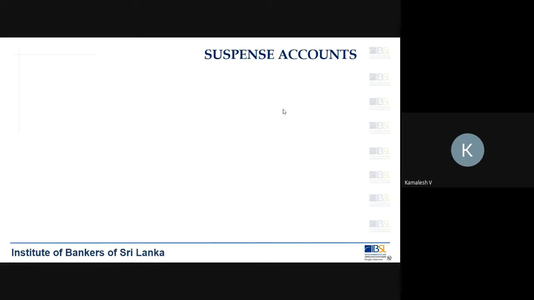But what happens during the interim period when you have a trial balance which doesn't balance, where the debit total and the credit total are not equal? You can't stop there. You have to proceed further, go forward. So how you proceed is, we will park the difference in an account called the suspense account.